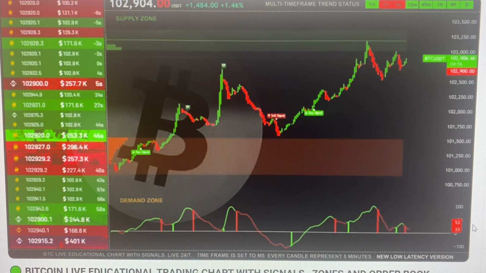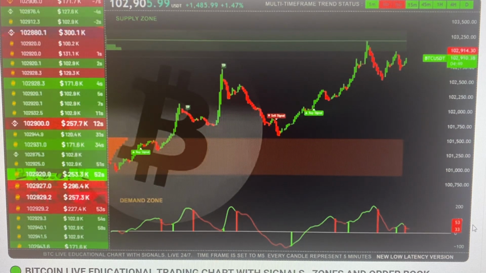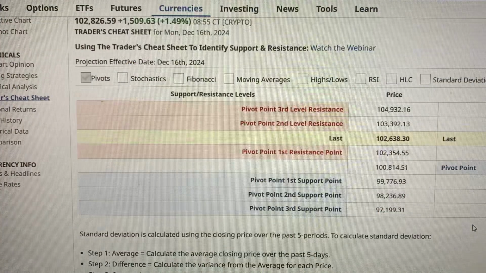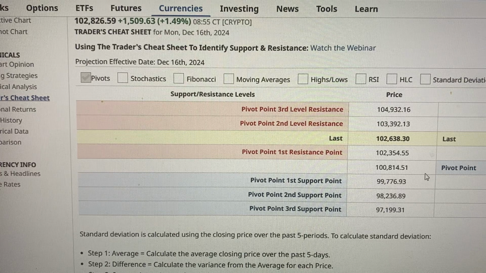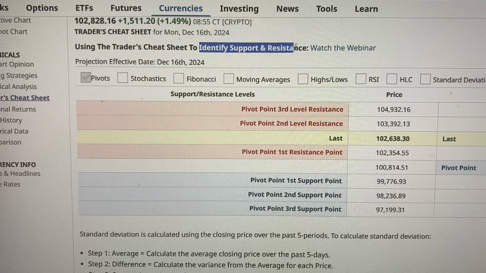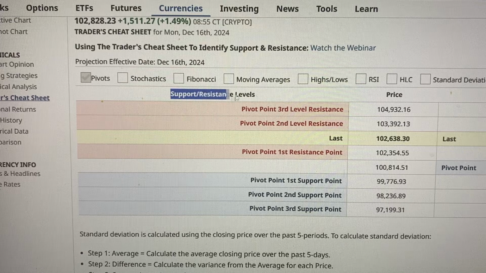So that's it. Simple. That's all I have for today, everyone. Just doing a teaching on the demand zones for supply and the pivot points. Again, these are the secret numbers. And I'll put all the links for this process here for Barchart, the trader's cheat sheet. Identify support and resistance. All right. Support, resistance level, price.